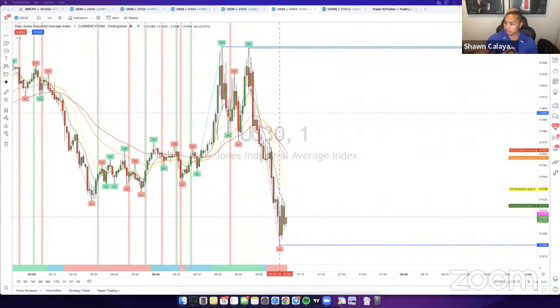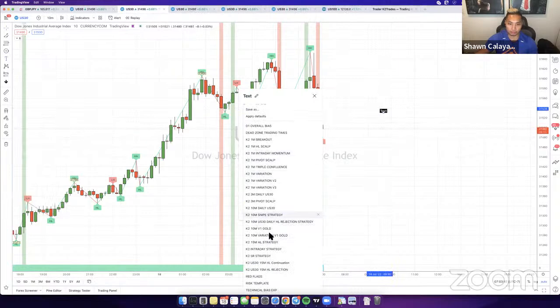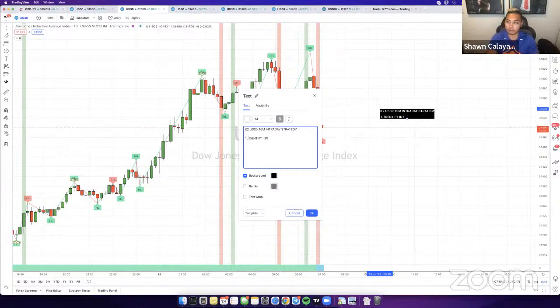Let's see. So what I'm going to do here is put up the requirements right now. The market is kind of dead, so there's not really stuff to cover right now. 10-minute. I'm just going to call it K2 US30 10-minute strategy. Actually, I already have the requirements over here. Let me just copy this real quick.